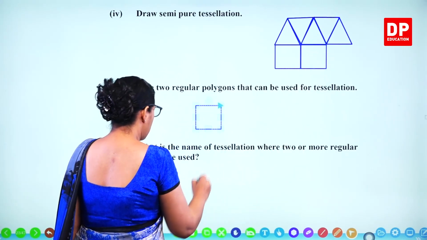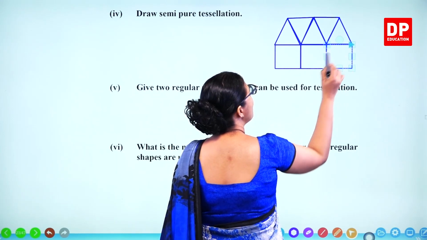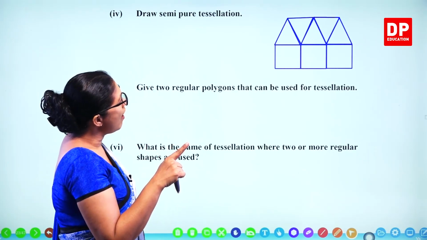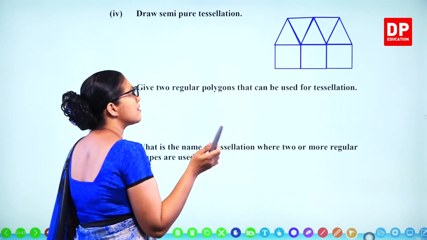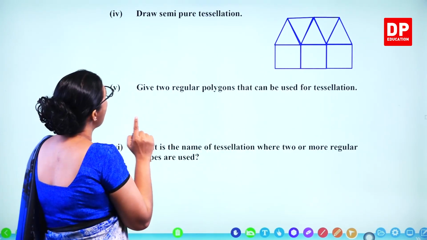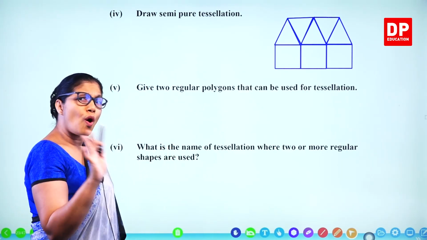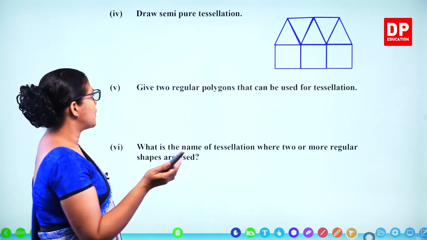And I can put another one. So this is combination of squares and triangles. So equilateral triangle with squares. So that's semi-pure tessellation. So you can use any shape that you like, 2 or more. So the easiest one is just taking 2 shapes.